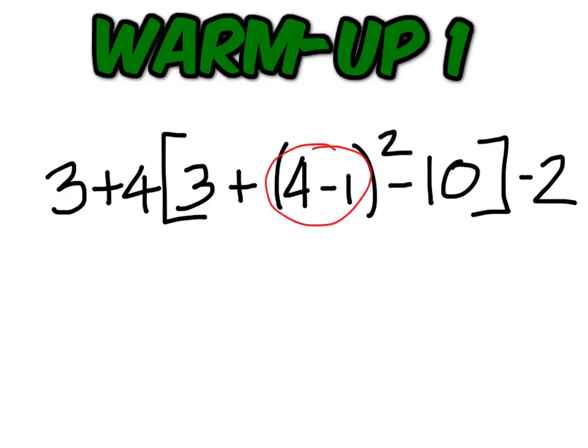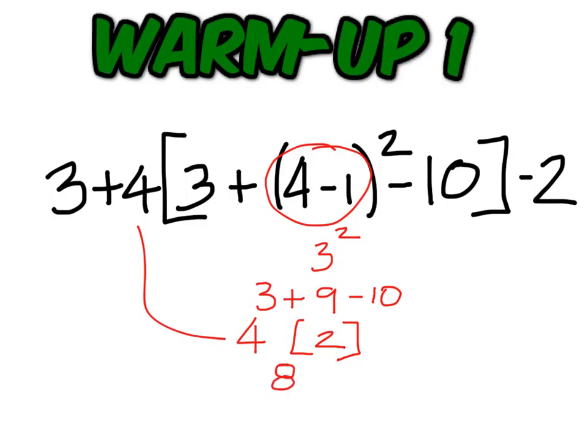Alright, you have to do 4 minus 1, so that's 3. Square that to get 9, and then add 3 to get 12, minus 10 would be 2. And multiply that 2 by the 4 to get 8. So 3 plus 8 is 11, minus 2 is 9.